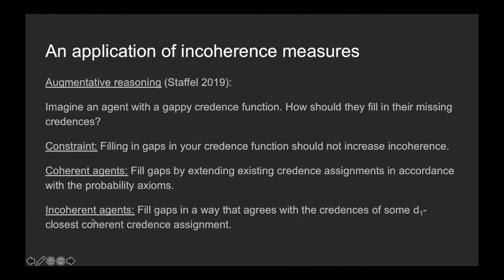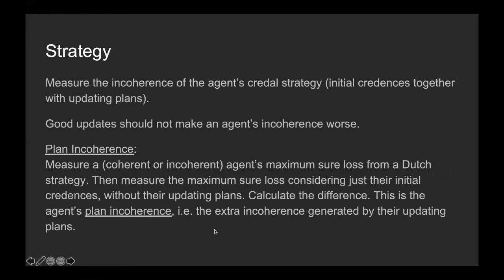Now, for incoherent agents, we can prove that you can fill the gaps in a way that also doesn't increase your existing incoherence. And the way to do that is to look towards credences that would be recommended or that would cohere with some closest coherent credence assignment to your existing credences. So basically, if you pick those credences, then you don't increase the incoherence of your credences. Okay, so here's the strategy then for what we're trying to do here.